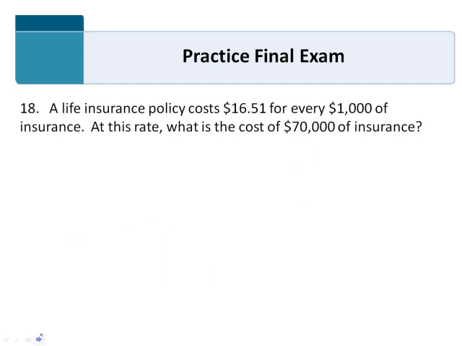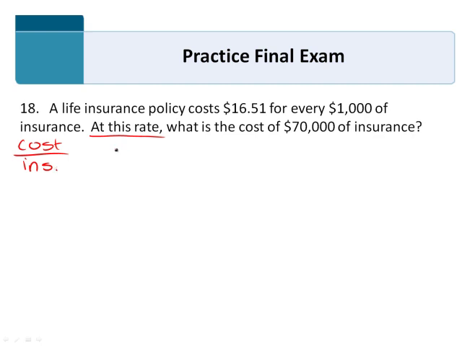Number 18 says a life insurance policy costs $16.51 for every $1,000 of insurance. At this rate, what is the cost of $70,000 of insurance? So we are setting up a proportion here. "At this rate" tells you to definitely set up a proportion. So I want to set up the cost, how much it costs, over basically how much insurance you get.